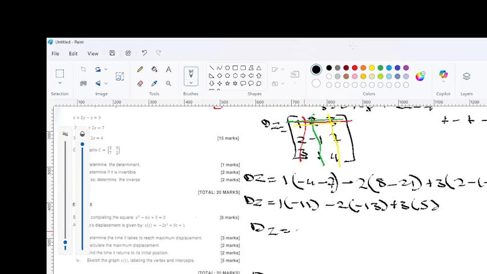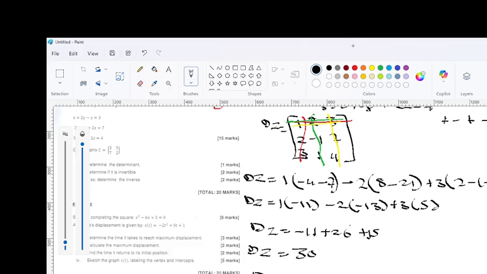dz is equal to, what is 1 times -11? That is -11. -2 times -13, that is positive what? 26. Plus what is 3 times 5? That is 15. Okay, so dz is equal to, what is -11 plus 26? Okay, plus 15. Oh, it has to be 15 here, not 5, because 3 times 5 is 15. Okay, plus 15, so we're going to have 30.